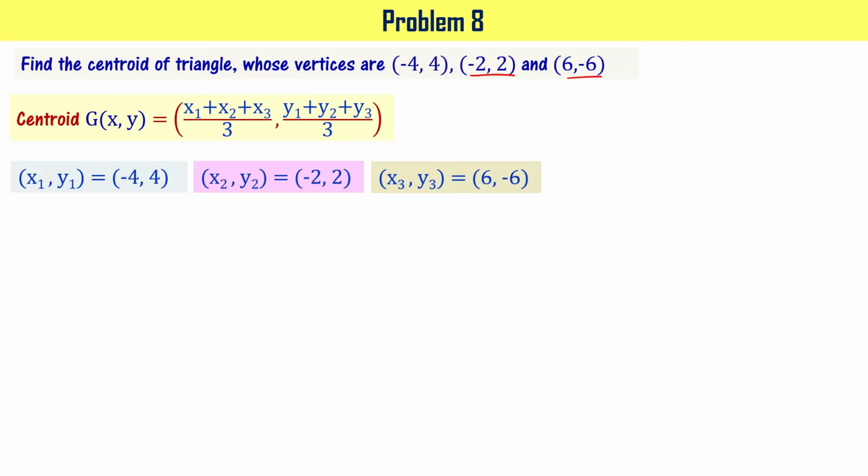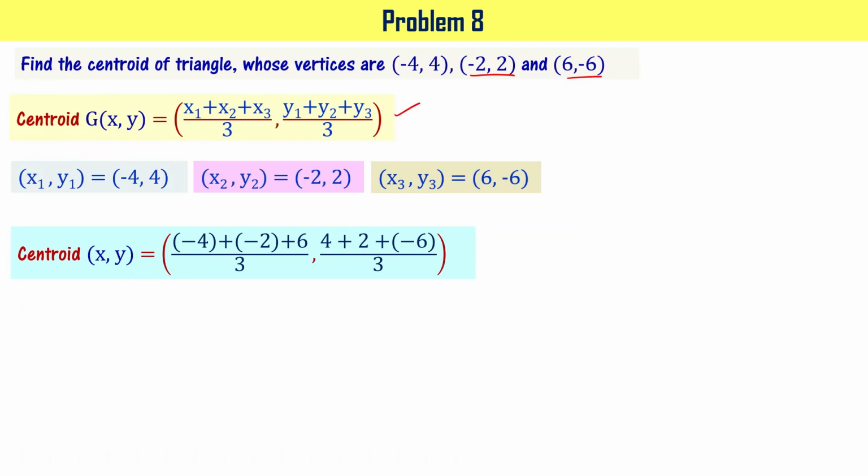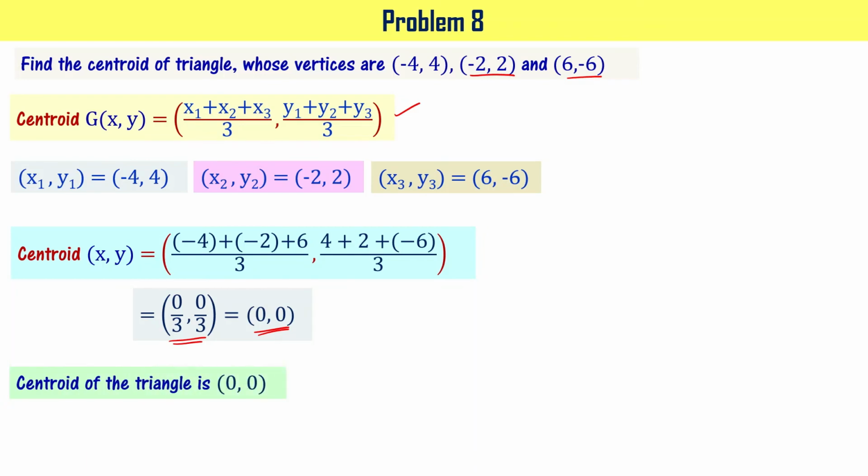Now let's substitute these three pairs into this formula such that we can get the centroid (x, y) as (0/3, 0/3). It means (0, 0) is the centroid. So to answer the question, the centroid of the given triangle is (0, 0).